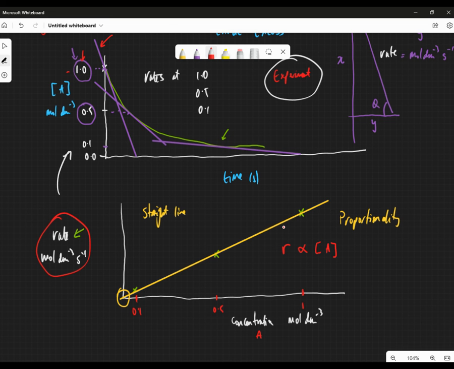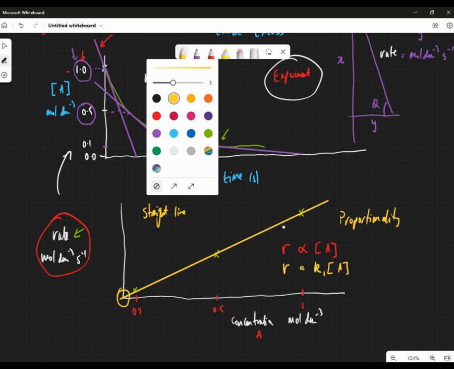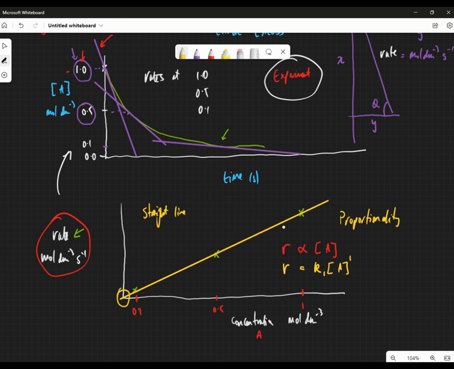It's not proportional to the concentration of A squared, it's proportional to the concentration of A. So we can say then R, the rate, is equal to some constant, I'm going to call this K1, times the concentration of A to the power of 1. So from this we can say that the rate is order 1, or first order, with respect to concentration of A. So if I double the concentration of A, the rate will double. If I halve the concentration of A, the rate will halve.